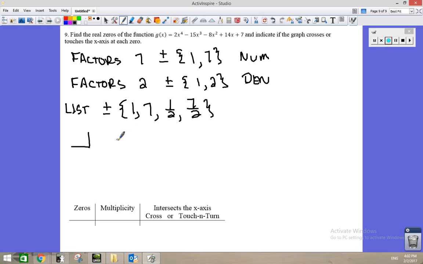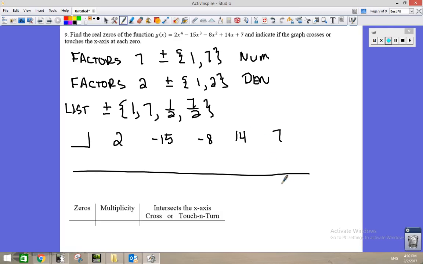And let's just peel off our coefficients of 2, negative 15, negative 8, 14, and 7. We're hoping that we get a 0 down here. That's what we're looking for. So let's try 1. The 2 comes down, we multiply, we add, we multiply, and we add again, and we multiply. And hey, we have a 0. So that's kind of nice.